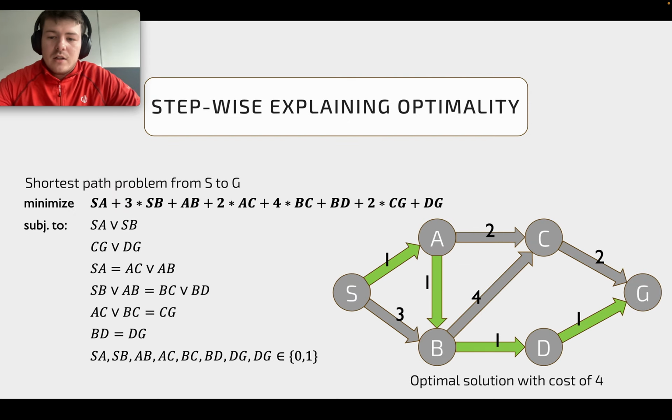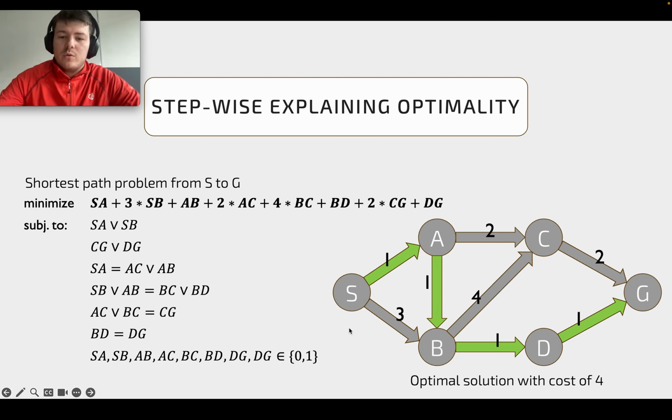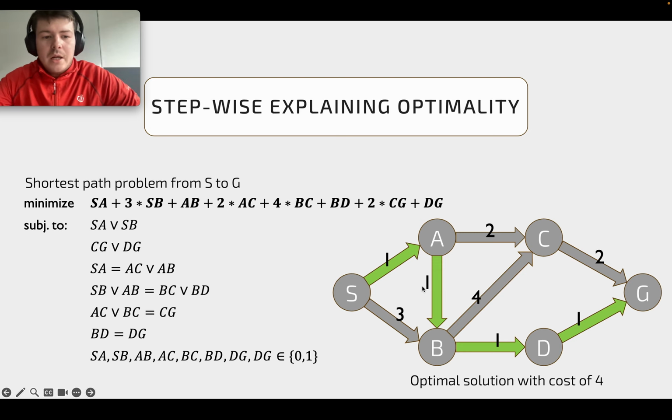I will use the shortest path problem for this. Let's say you have a graph where you want to find an optimal path from your start node S to a goal node G. Then we add a constraint that we should at some point leave S, and we should at some point enter G. The decision variables are Booleans, whether we take an edge or we don't.